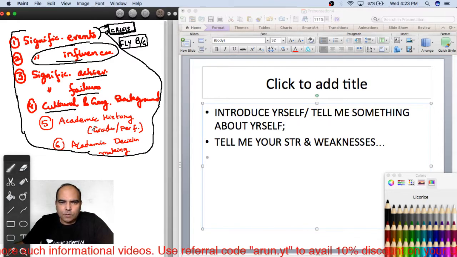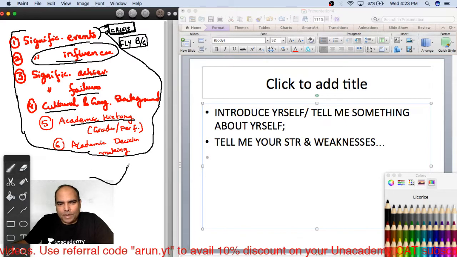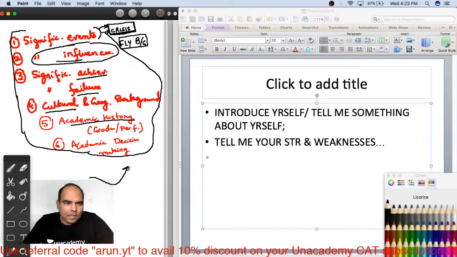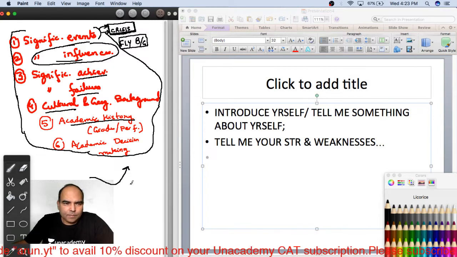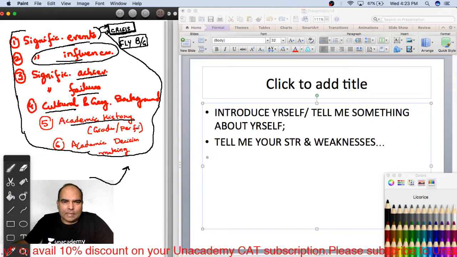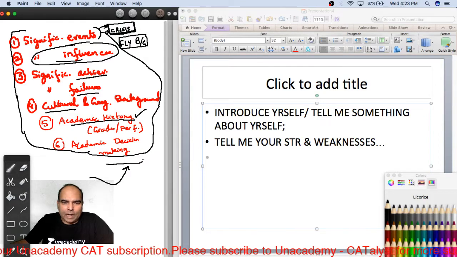right? So academic history: very good academic performance, poor academic performance followed by a rise in academic performance. These are things you want to actually showcase. If you were a topper right through, please showcase it in your academic history. You had a normal mediocre background of academics and then you suddenly grew towards your last couple of years. You have to showcase that.